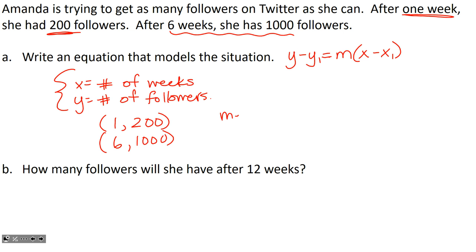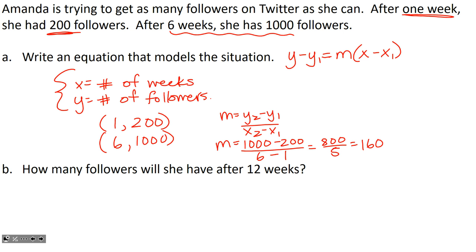So I need to find my slope, y2 minus y1 over x2 minus x1. In this case, this would be 1,000 minus 200 over 6 minus 1. So 1,000 minus 200 is 800. 6 minus 1 is 5. Use your calculator, plug that in, and I got that my slope is 160.